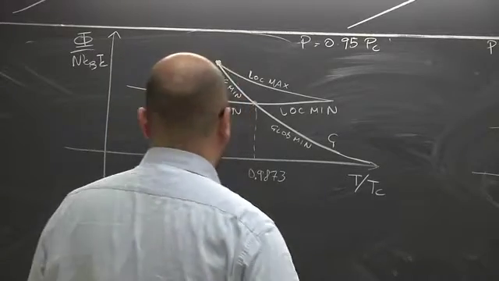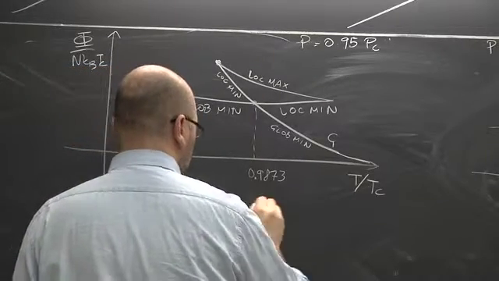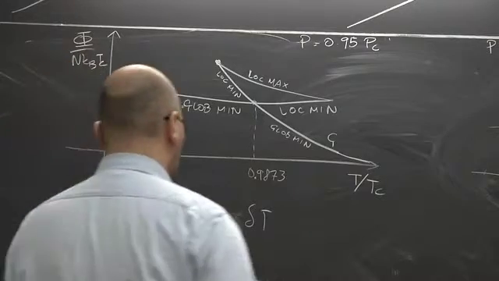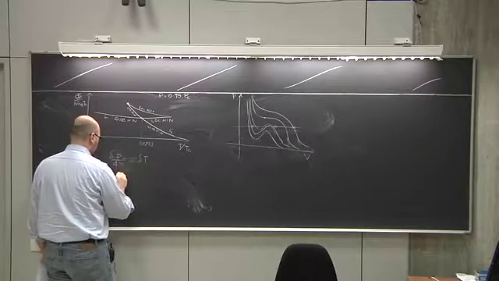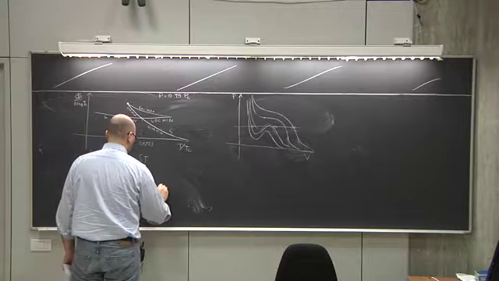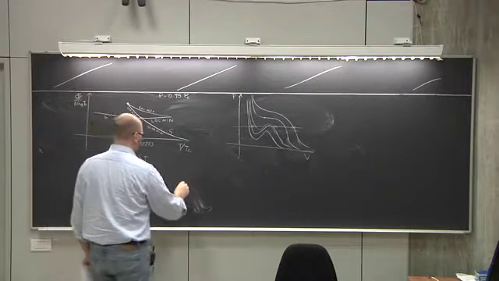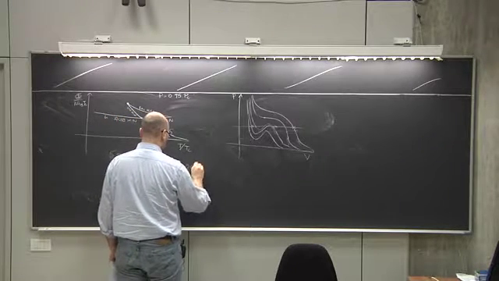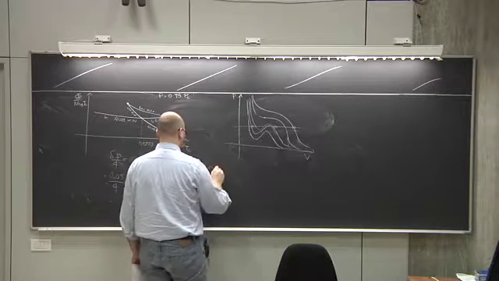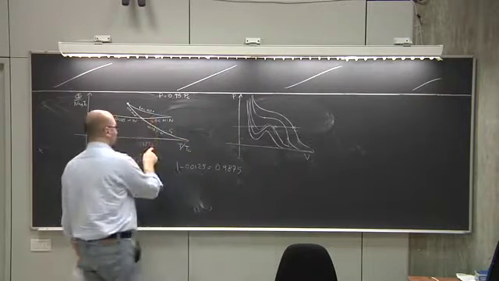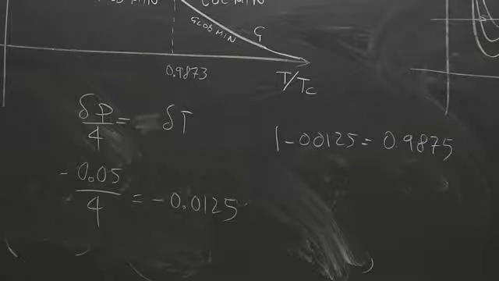And also here, look at the number. So we say that dP is equal to 4 dT, right? So we can write this as dP over 4 is equal to dT. So this time it is minus 0.05 divided by 4, which is minus 0.0125. And so dT is minus 0.0125, so T over Tc is 1 minus 0.0125, which is 0.9875. So it's very close.